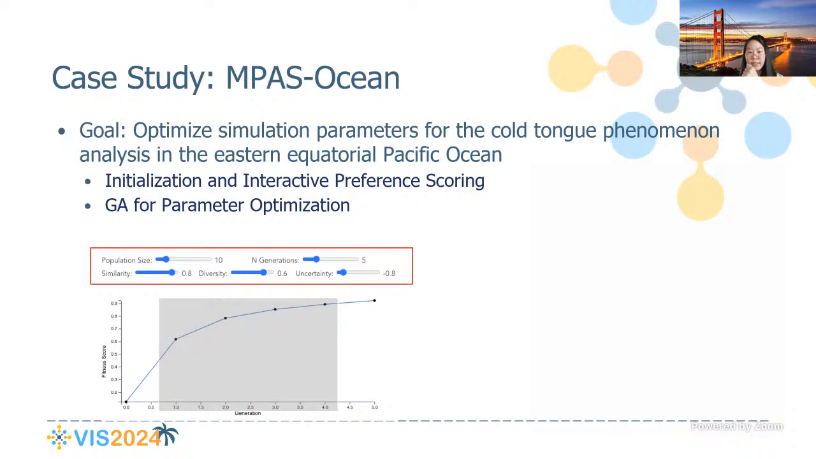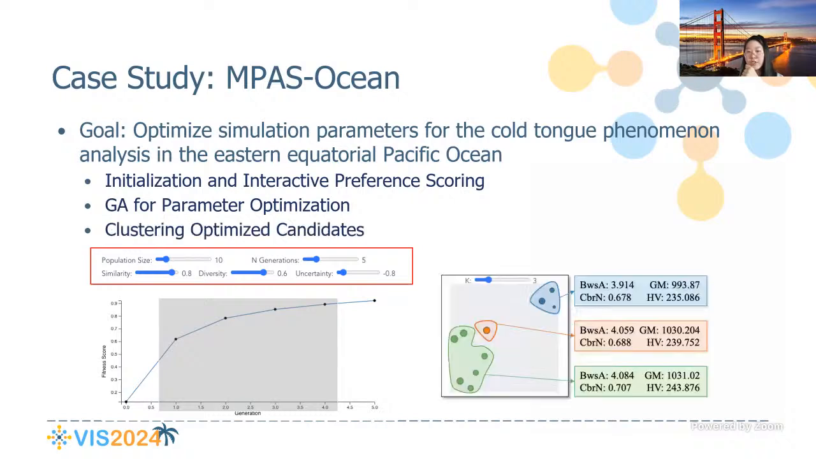And then the genetic algorithm will discover new parameters that closely match their interest. Given that each generation contains a lot of candidates, visualizing and analyzing results for all of the candidates may have duplicates and be inefficient. So our system will employ K-means clustering to group them. And lastly, we will visualize the results of the clustered optimized candidates.